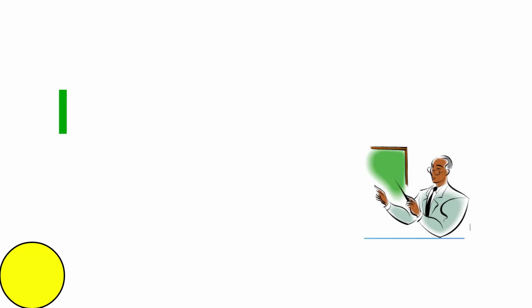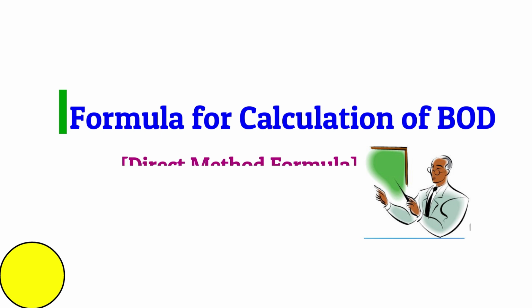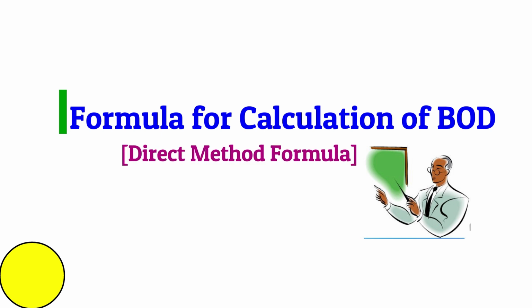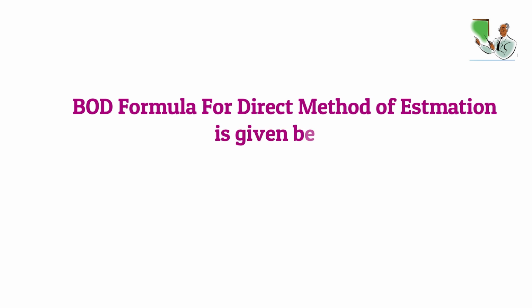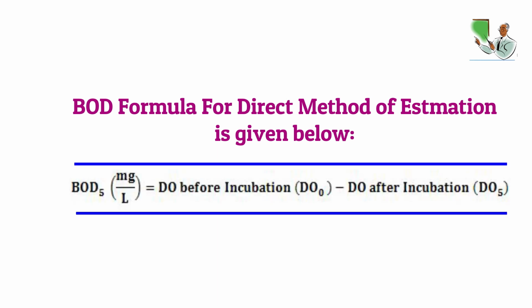Next, let's move on to stage 3, that is the formula for calculation of BOD in any water samples. And since we are adopting the direct method of estimation of BOD, the formula for the direct method of estimation is as displayed on the screen. And the formula is BOD is equal to the DO level before incubation minus the DO level after incubation.